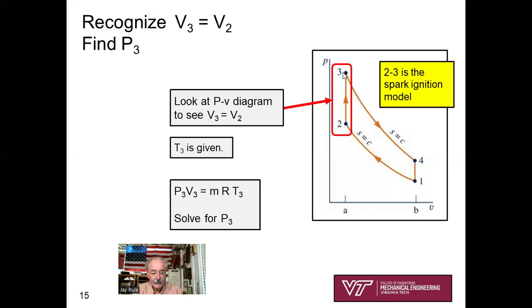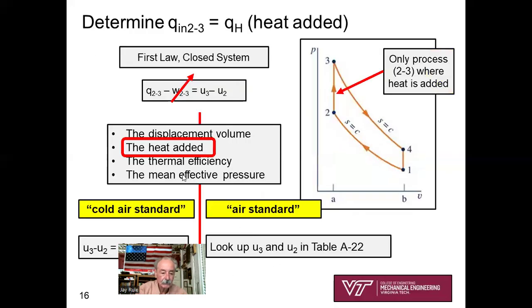That enables us to write the first law for process 2 to 3. I was just thinking back, why did I need T2? Well, I'm going to write the first law for process 2 to 3, where we're going to determine the heat added. Q from 2 to 3 minus W from 2 to 3, and that work is 0, no work, equals U3 minus U2.